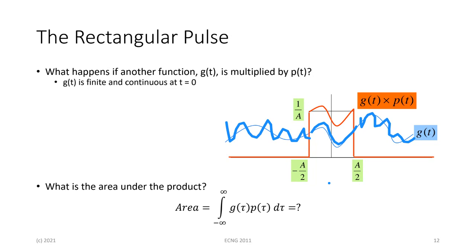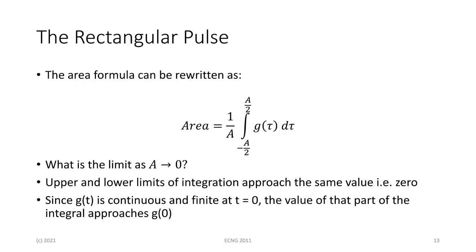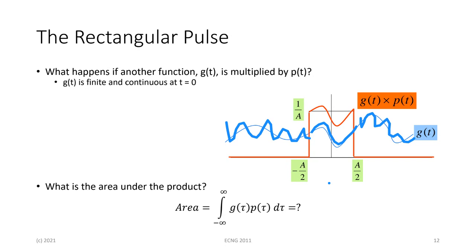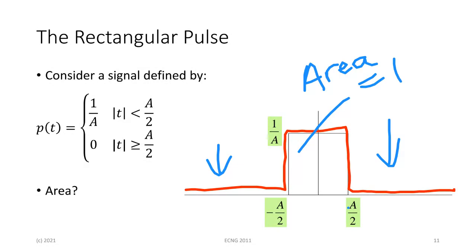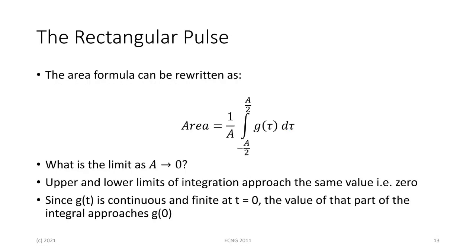All right? And here we have the thing. What is the area under the product? Let's go and evaluate that a little bit. The function is 1 over A between minus A over 2 and A over 2. So if I ask you what's the area underneath the product, simple calculus, you're integrating G of t between A over 2 and minus A over 2, and the 1 over A you can take outside because that's a constant.